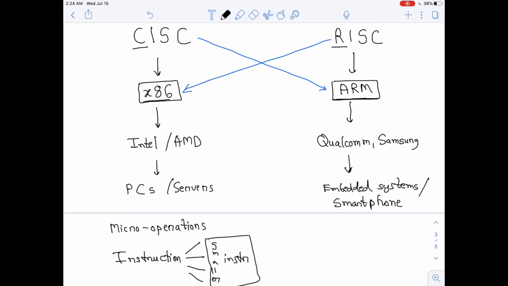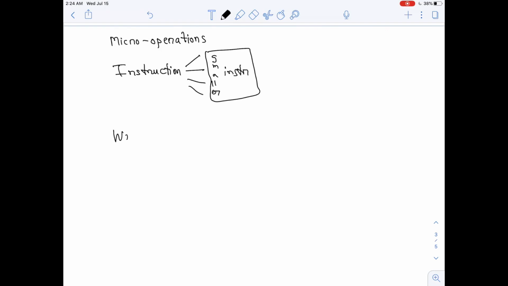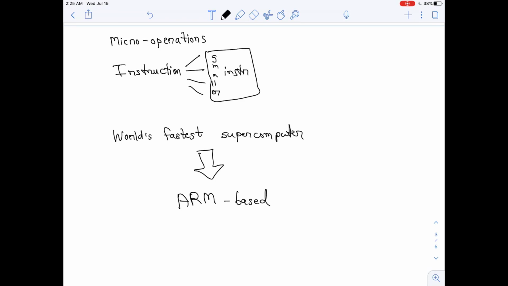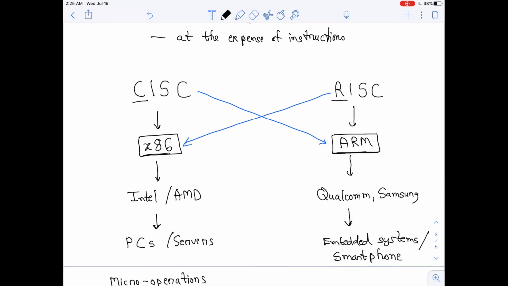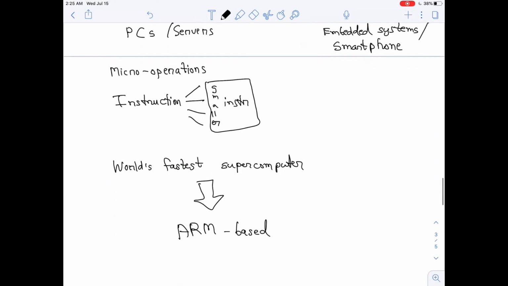Now you may be thinking that x86 is basically for things that require a lot of computational horsepower, whereas ARM is just for smaller, low-powered systems, right? Well, if you're thinking that, you have a wrong conception, because currently the world's fastest supercomputer, you can see where I'm going with this, is ARM based. So ARM is actually not just for smartphones and embedded systems. ARM can be used for things that require a lot of computational prowess.